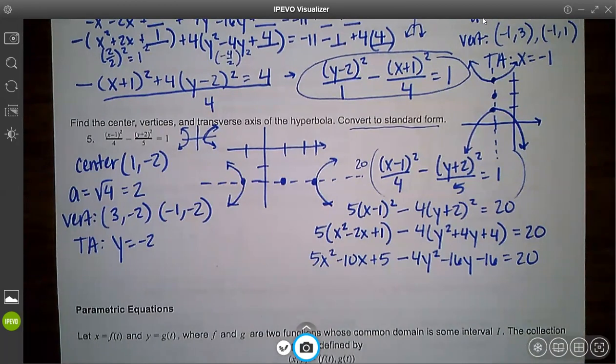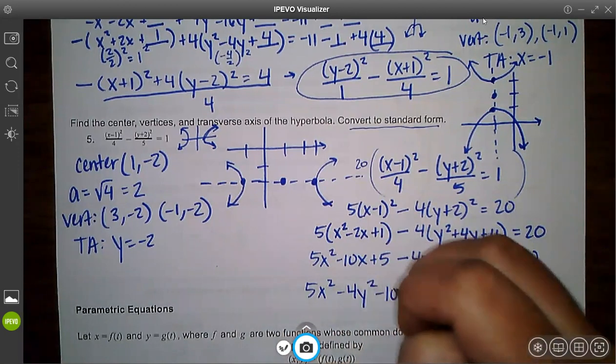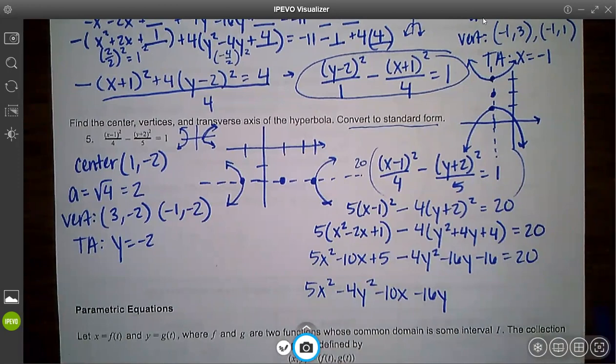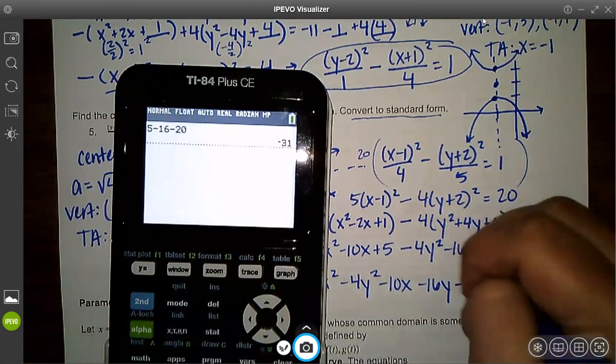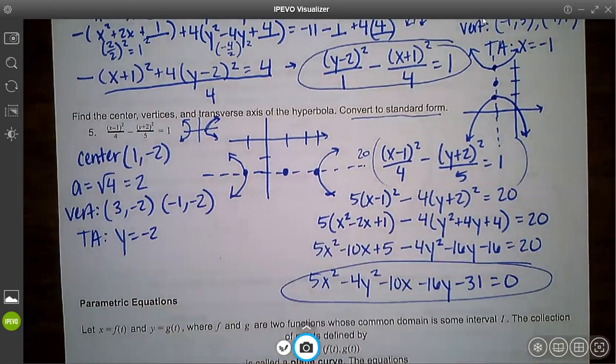Then I'm just reorganizing. Remember, your x squared goes first, followed by your y squared, then your x, then your y, and then you put your constants together. So I have 5 minus 16, and then I also have to subtract my 20 so that it says equals 0. I have minus 31 equals 0. That is standard or general form. Any questions on parabolas, ellipses, or hyperbolas?